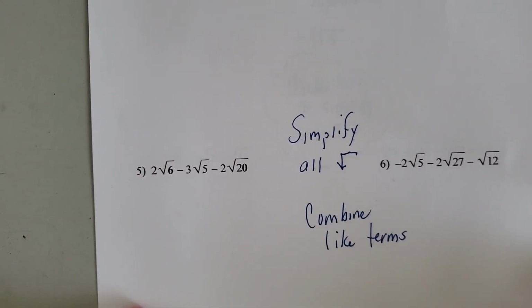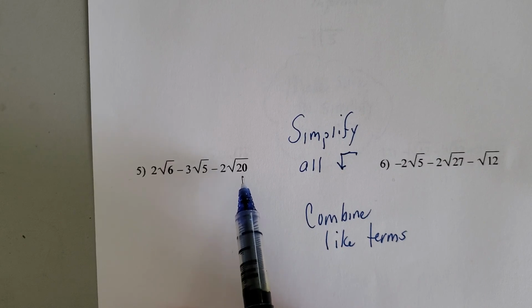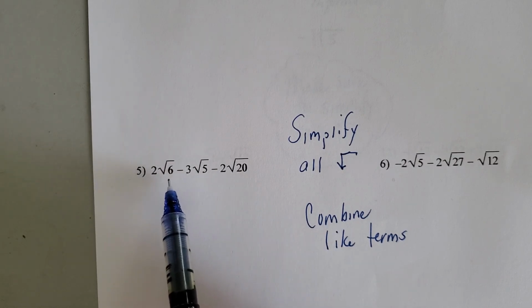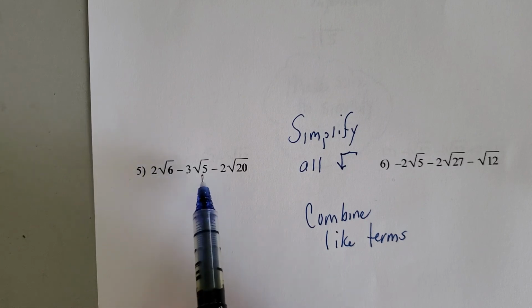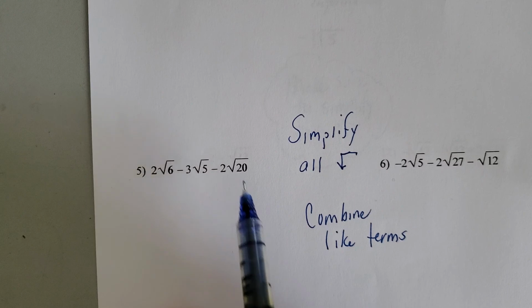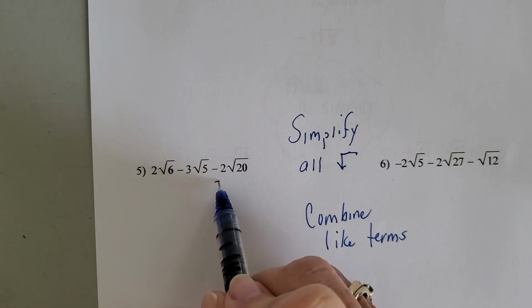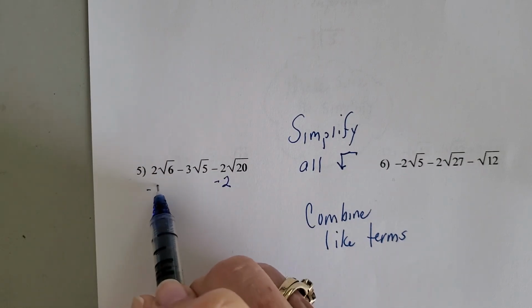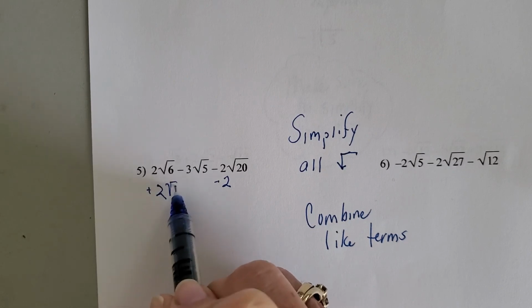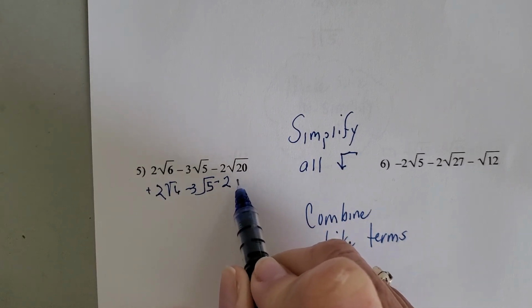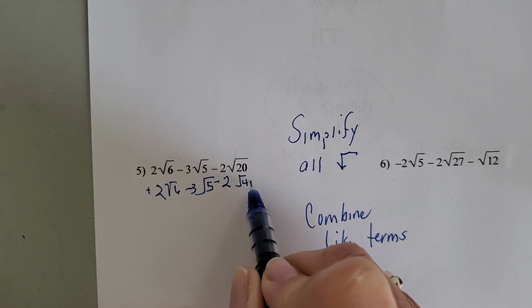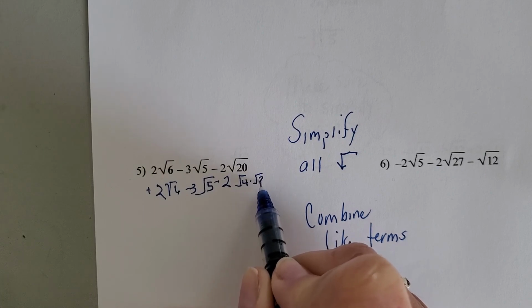Now, sometimes we need to simplify before we can see if we can combine. So for example, the square root of 20. We can't do the square root of 6. That's not a perfect square. And when we factor it, 2 times 3, neither of those are perfect squares. 5, not a perfect square. But 20 we can simplify. So I'm going to bring down the minus 2. I'll bring down everything. Radical 20 I'm going to factor as a radical 4 times a radical 5.